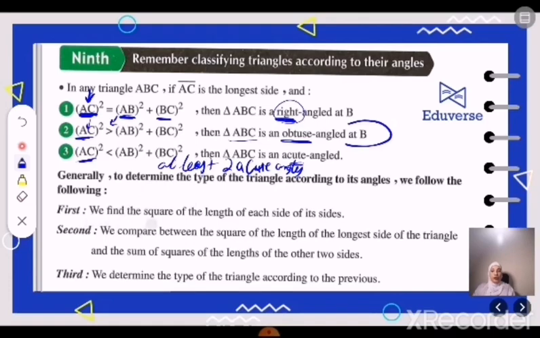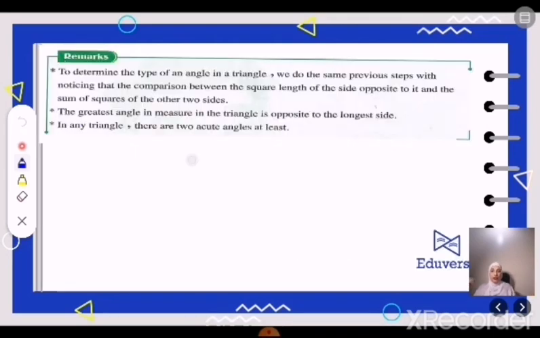Here you have to first get the square of the length of each side and then compare the square of the length of the longest side with the sum of the squares of the other two sides. Now you can determine the type of the triangle according to this information. We also have to do these steps to determine the type of the angle in any triangle, any angle, not just the angle opposite to the longest side.